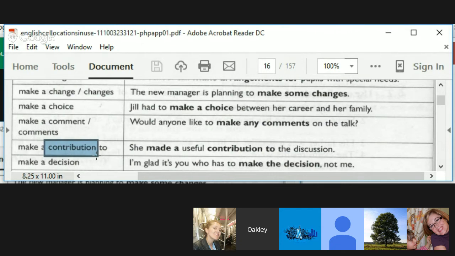Mustafa, we use contribution for money as well. It's very common to say I made a contribution to the United Way. I made a donation to the United Way. Either way. Very good. Did I force you to make a sentence, David? I can make a sentence, no problem.